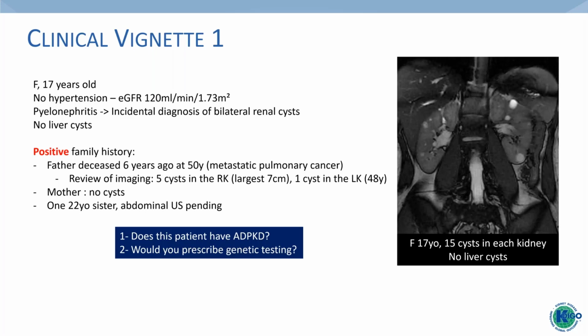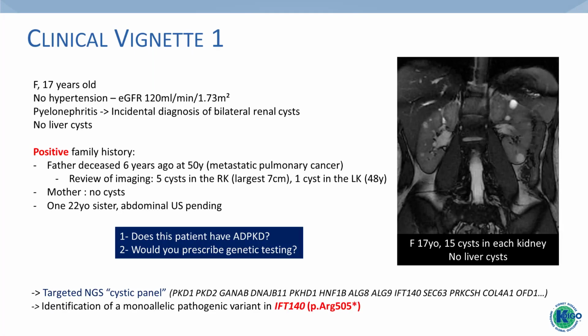So my question is, does this patient have ADPKD, and would you prescribe genetic testing in this young person? So in short, we did a targeted NGS cystic panel, and this led to the identification of a monoallelic pathogenic variant in a gene called IFT140, and pathogenic variants of IFT140 have been newly described in specific forms of ADPKD, and this is what I would like to discuss now.